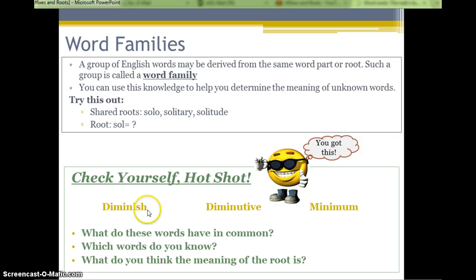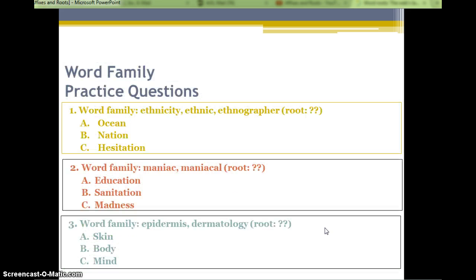So let's try it for ourselves. Check yourself, hot shot. Diminish, diminutive, minimum. What do you see in there? I see M-I-N-I, M-I-N-U, M-I-N-I. That means, from the word minimum, to reduce, minimize, or to have the absolute least, right? Minimum amount. Well, diminish, diminutive, because we see M-I-N in there, is going to mean something similar. So as long as you know mini means smaller, then when you see it in other words, you're going to be able to recognize the meaning of that word.